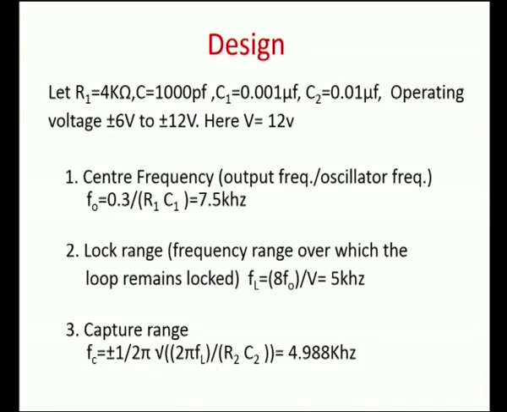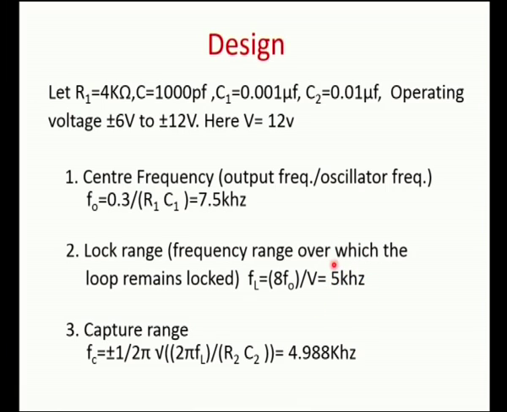The lock range is the frequency range over which the loop remains locked, the range of frequencies which the PLL can track. That is why it is called the lock range. FL is obtained as 8 times F naught divided by V. So, 8 times 7.5 kilohertz divided by 12 volts will give you 5 kilohertz. This is the lock range.